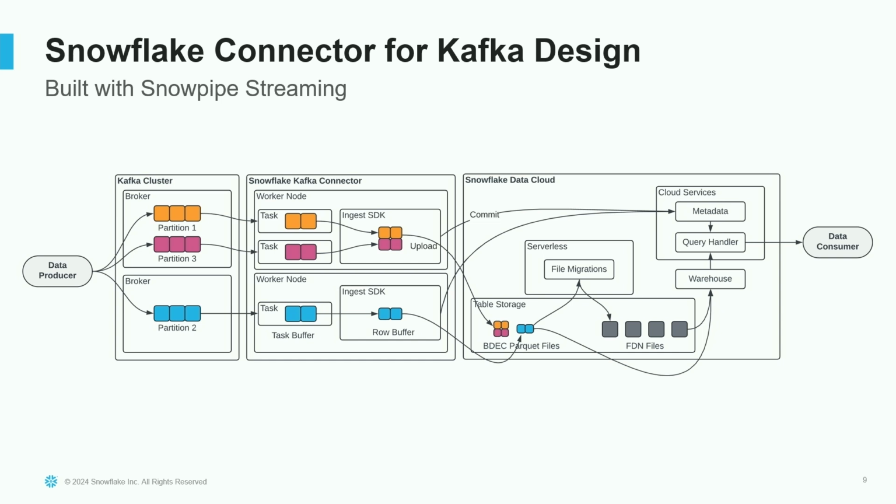In the background, we'll shuttle those over to FDN. So long term, you get the performance of our compressed columnar formats, and you also get that data available really quickly. On this diagram also, we'll talk about this a little bit later, but I just wanted to call out, you can see here at the top how it's combining multiple partitions to one Parquet file and one BDEC.